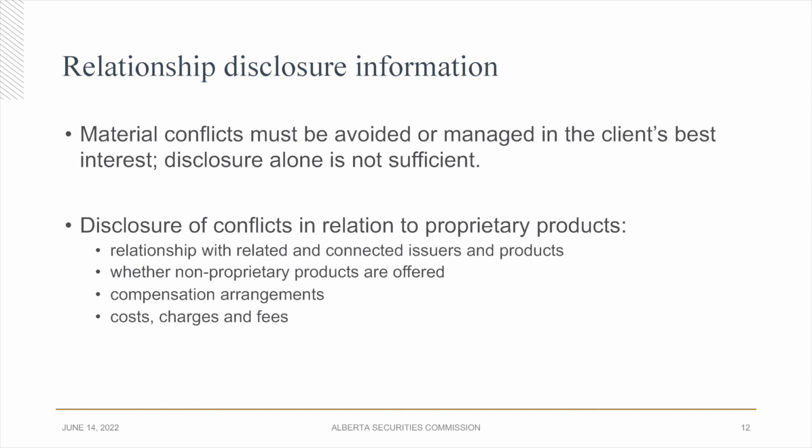As an example, firms can disclose that in determining suitability, the firm and its representatives will not consider the market of non-proprietary products or whether those non-proprietary products will be better, worse, or equal in meeting the client's investment needs and objectives. Compensation arrangements such as upfront trailing commissions or other incentives that may lead to dealing representatives or advising representatives selecting proprietary products over non-proprietary products for clients should be disclosed.